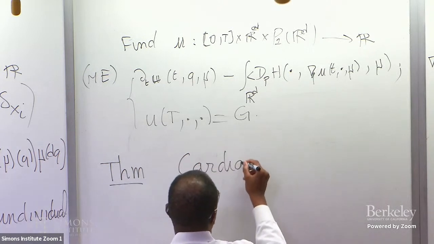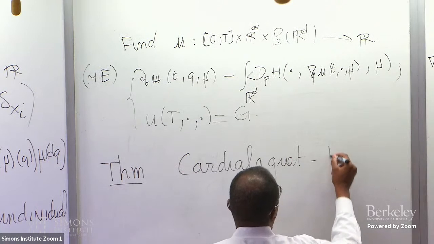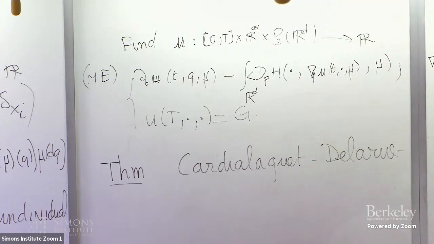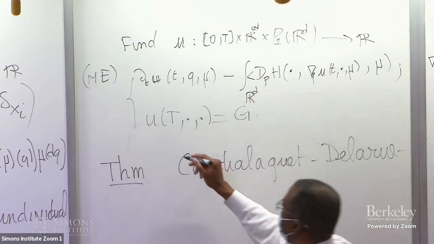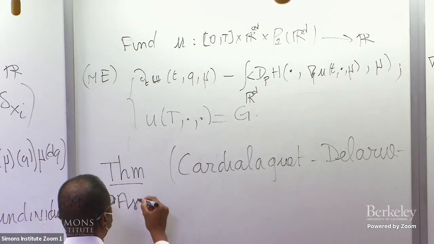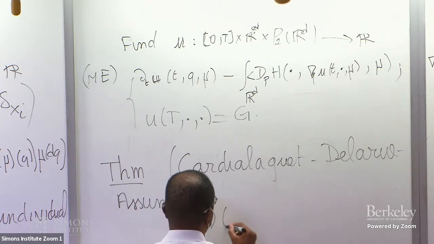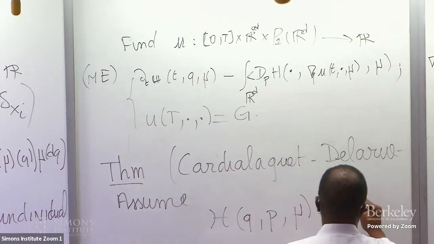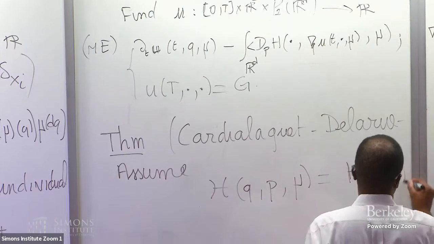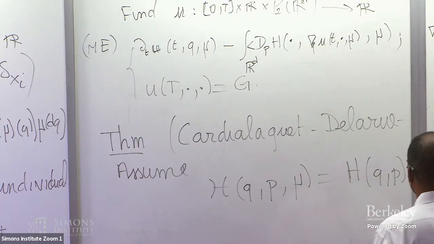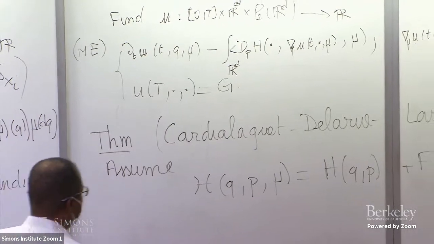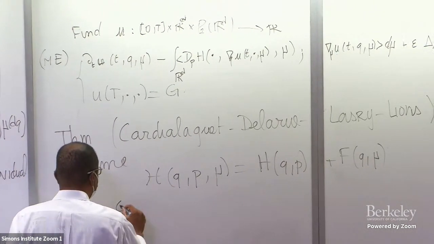Cardaliaguet, Lasry, Lions. Assume H is separable: H of q, p, μ can be written as H of q, p plus F of q, μ. And G and F are monotone.